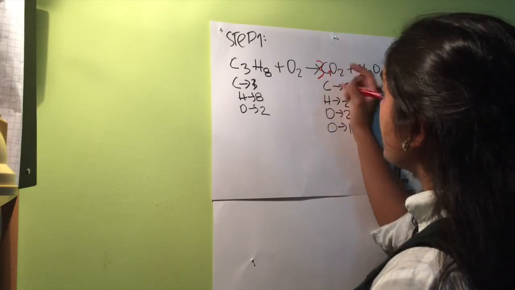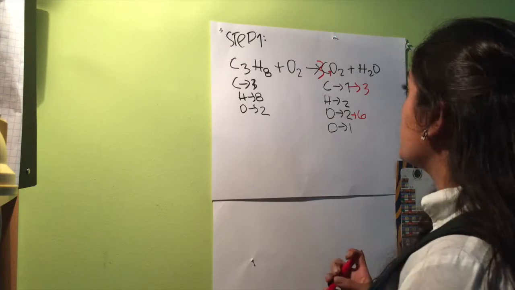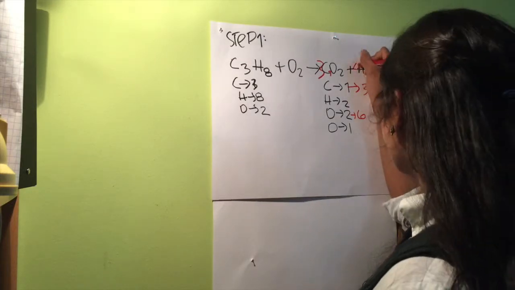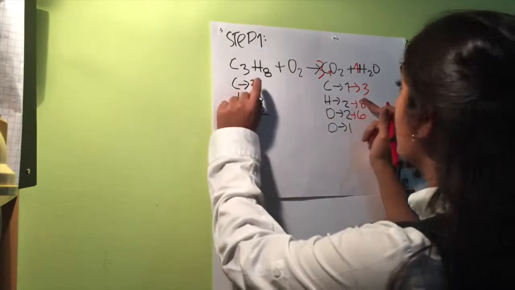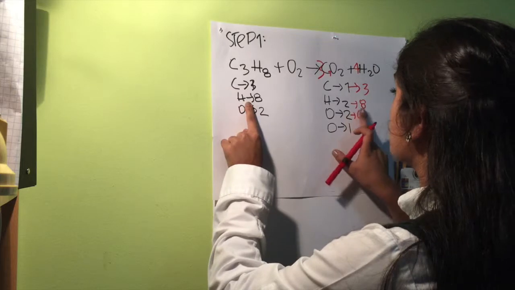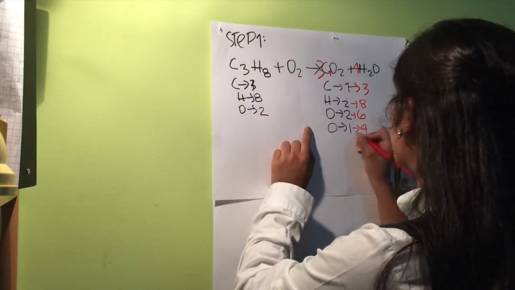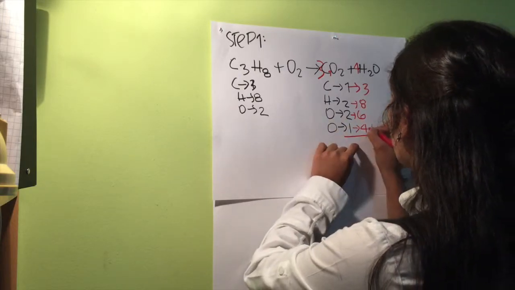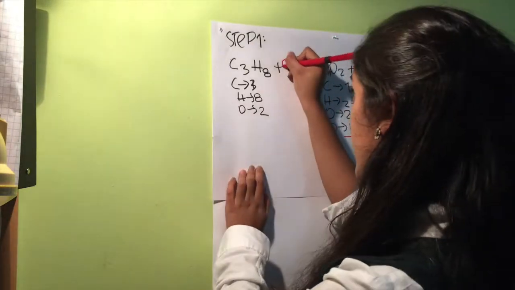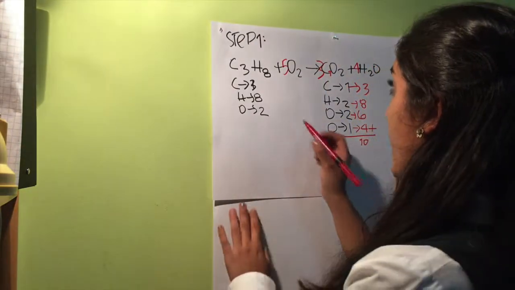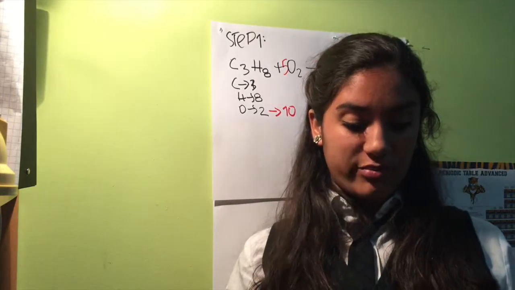So here we have an imaginary 1. Now we are going to add a number 4 here that will make hydrogen have 8. So we have carbon the same and hydrogen the same now. But here we have 4, so you have to add these and it will make 10, but here we only have 2, so we're going to add a number 5 here and that will make oxygen have 10. That is the first step.